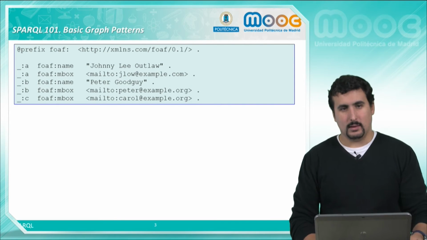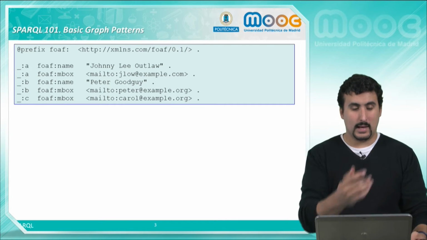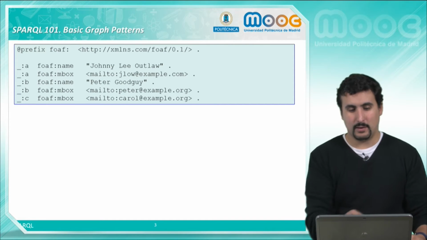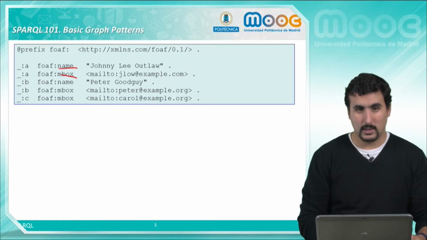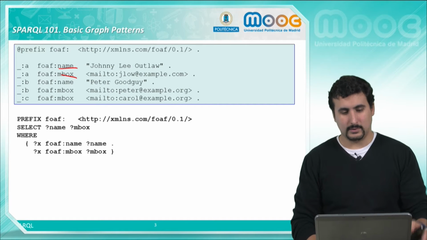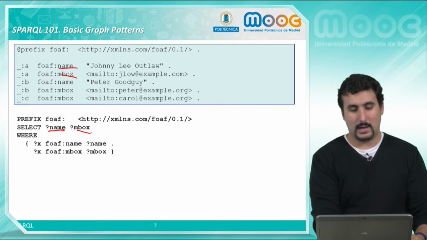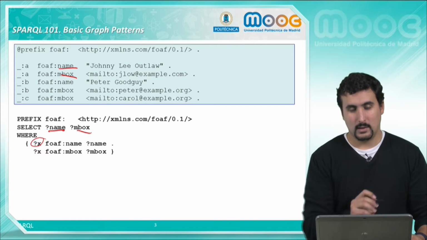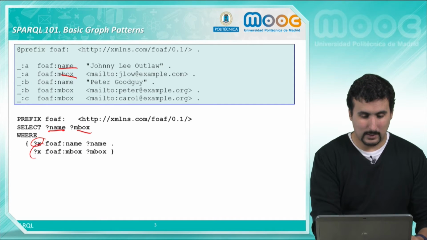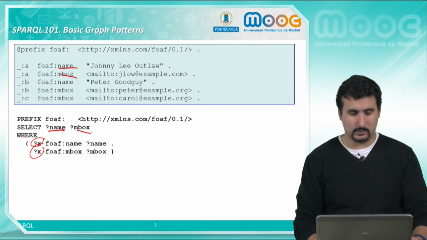So let's see here how we can query this data in which we have different individuals A, B, and C, and for each one of them we have a name and a mailbox, except for the last one in which we only have the mailbox. So if we execute a query saying, okay, select both the name and the mailbox for an individual X that has a property FOAF name with any name, and the same individual X that has a mailbox with any mailbox that we are selecting on the select clause.